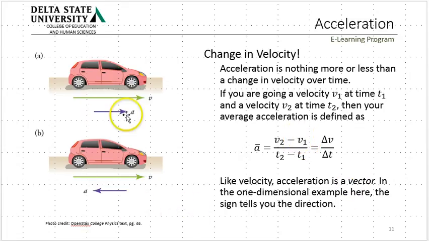You can be accelerating in the same direction you're going, which is what happens when you drive away from a stop sign. You can be accelerating opposite the direction you're going, which is what happens when you come up to a stop sign and come to a stop.